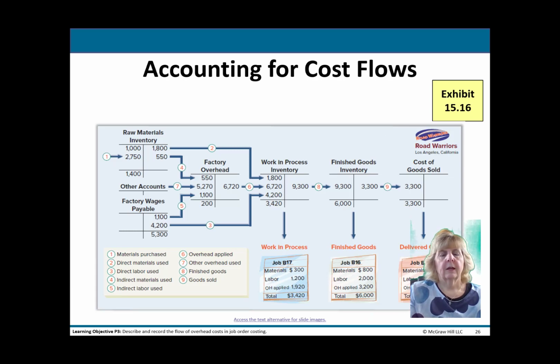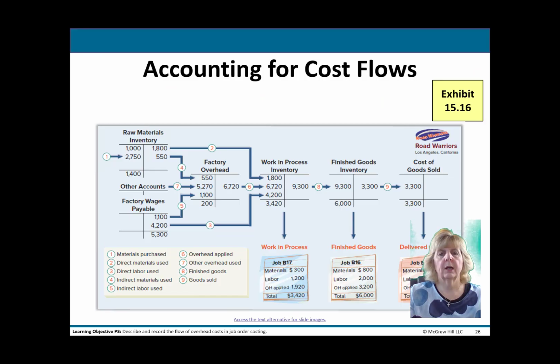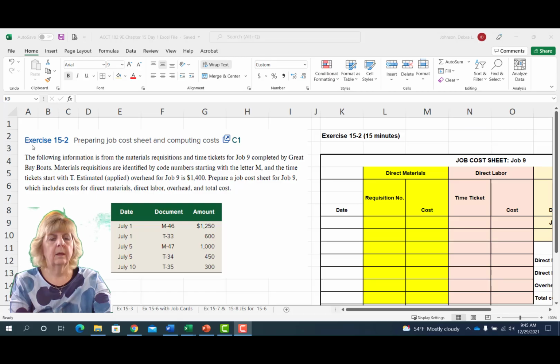I think that you should take the time. I would spend 10 to 15 minutes on this slide in the PowerPoint presentation, making sure that you understand where all the various numbered line items are coming from and where they're going to. Rather than spend our time on this slide, we're now ready to jump into our exercises and problems and get started. The Excel files are all located in the modules link of your Canvas course.